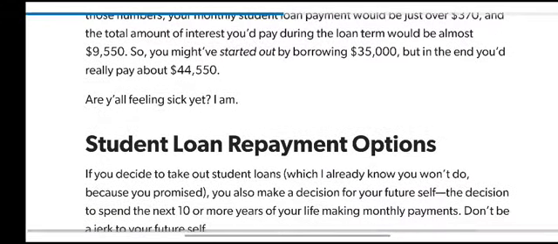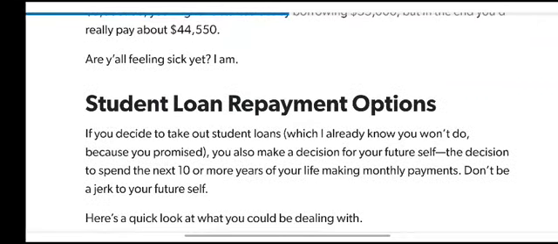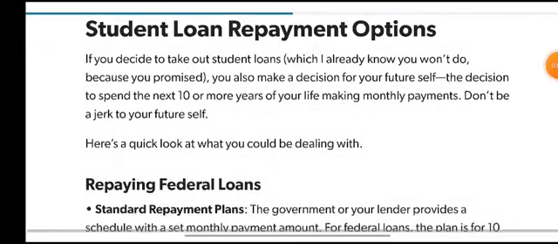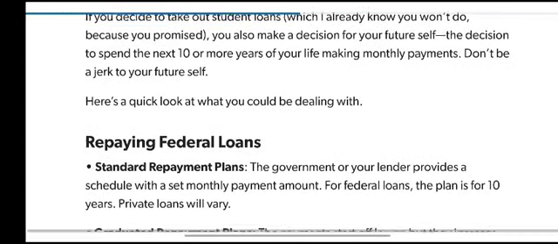Student loan repayment options. If you decide to take out a student loan, which you already know you want to because you promised, you also make a decision for your future self, the decision to spend the next 10 or more years of your life making monthly payments. Don't be a jerk to your future self. Here's a quick look at what you could be dealing with.